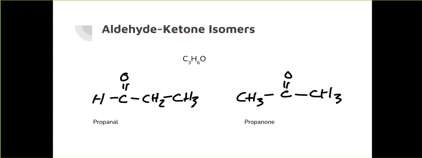Aldehydes and ketones can also be isomers of each other. So both propanal and propanone have the same molecular formula, C3H6O. And so these two are isomers, even though one is an aldehyde. It's got a hydrogen here. So this is an aldehyde, and this has got an R group here and an R group here. This is a ketone, but they are isomers of one another. Any questions there?